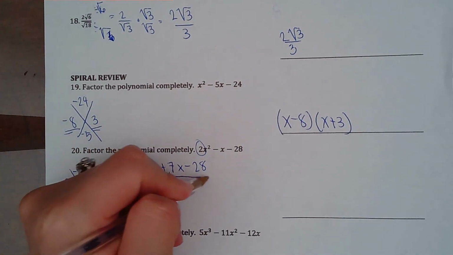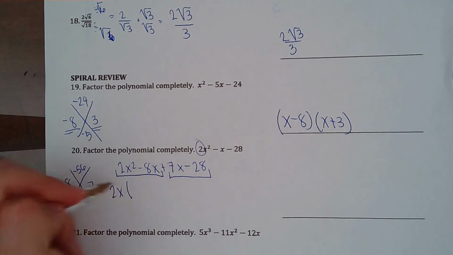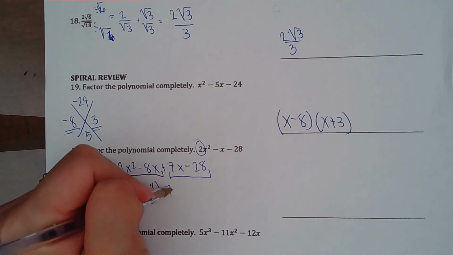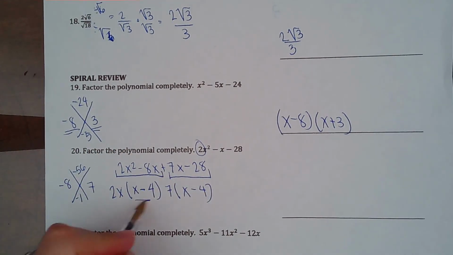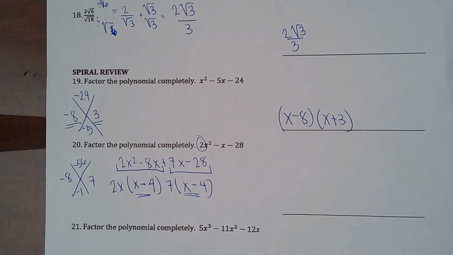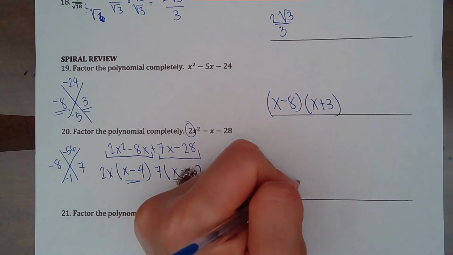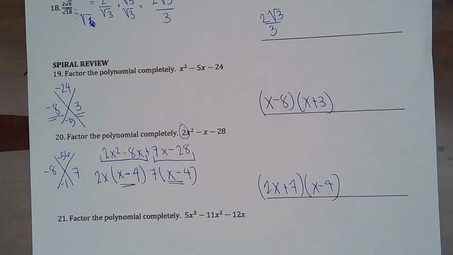And now I factor by grouping. So I divide this by 2x, and I'm left with an x minus 4. And I divide this by 7, and I'm left with an x minus 4. My parentheses are matchy-matchy, so I know I did it correctly. I have 2x plus 7 for one, and x minus 4 for my other one.